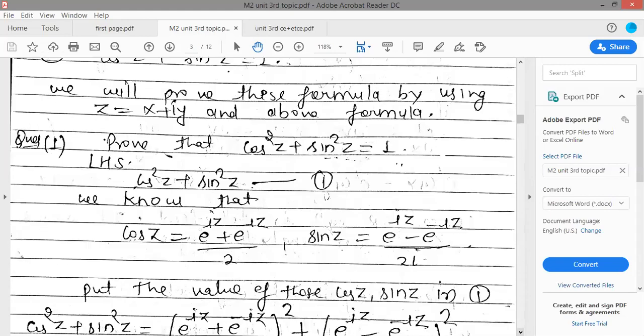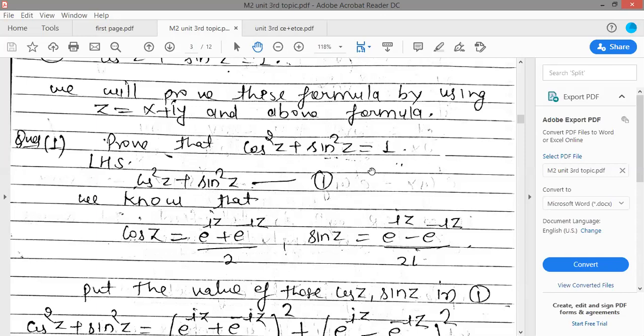Now we will prove these formulas by using z equal to x plus iota y and the above formulas. A 2.5 marks question is always asked: prove sin squared z plus cos squared z is equal to 1, and cos 2z is equal to 2 cos squared z minus 1. So let's see how we prove all these formulas by using complex numbers. Let's take this example: prove that cos squared z plus sin squared z is equal to 1.